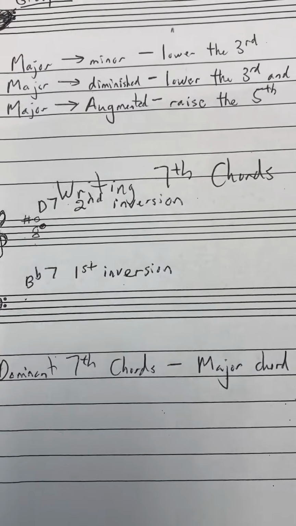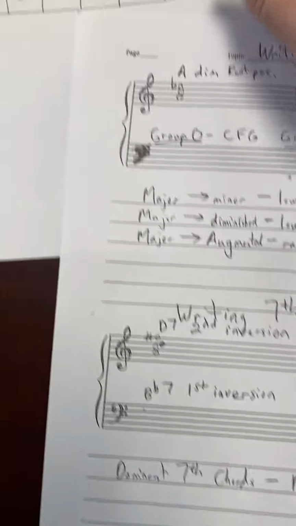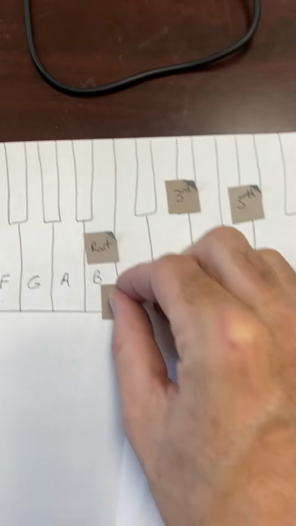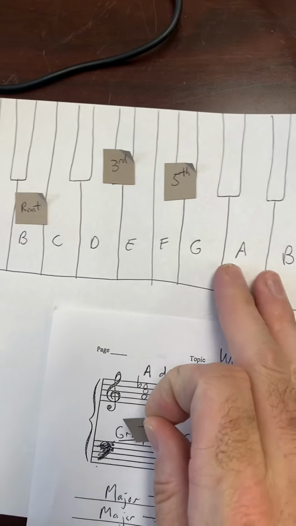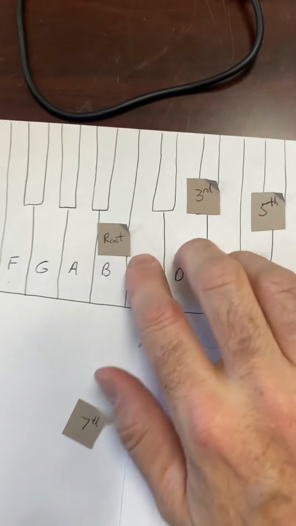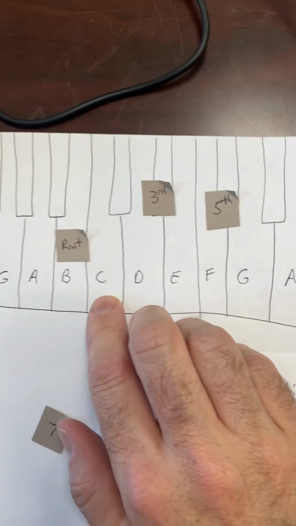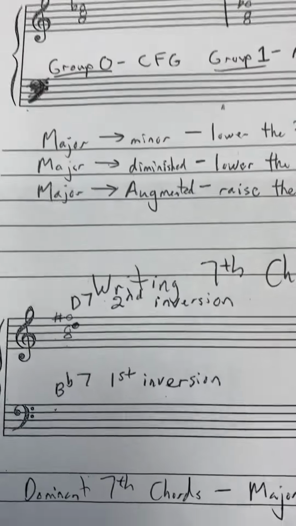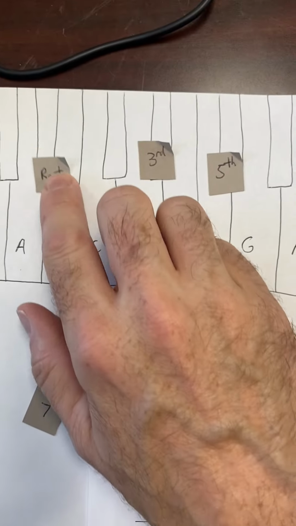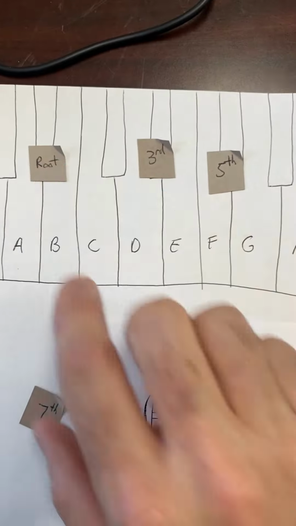Okay? Let's try a hard one. B flat 7 in first inversion. So I'm going to make B major first, group 2, root, third, and fifth. Now I've got to add the seventh, a minor seventh up from B flat. So I got to go B flat first, sorry. So there's B major. I want B flat dominant 7, B flat 7. So I'm going to make everybody flat first. Lower everyone by a half step.